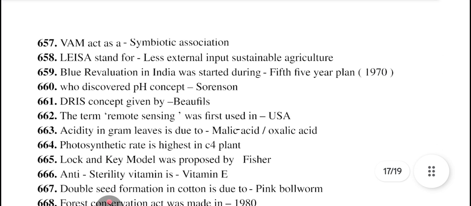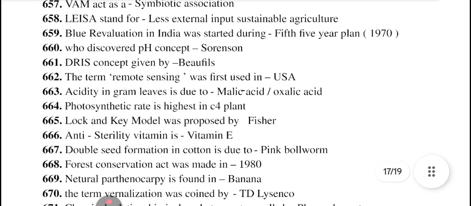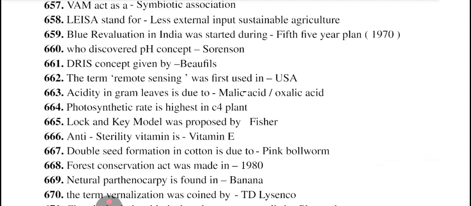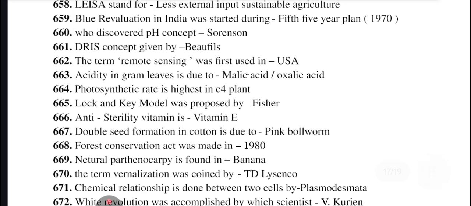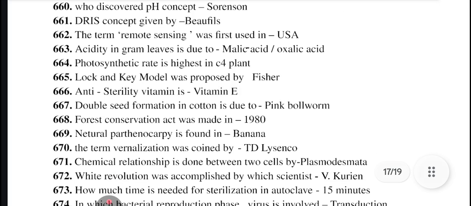VAM acts as symbiotic association. LEISA stands for low external input sustainable agriculture. Blue revolution in India started during 5th five-year plan. pH concept was given by Sorensen. DRIS concept given by Beaufils. Term remote sensing was first used in USA. Acidity in gram leaves is due to malic or oxalic acid.